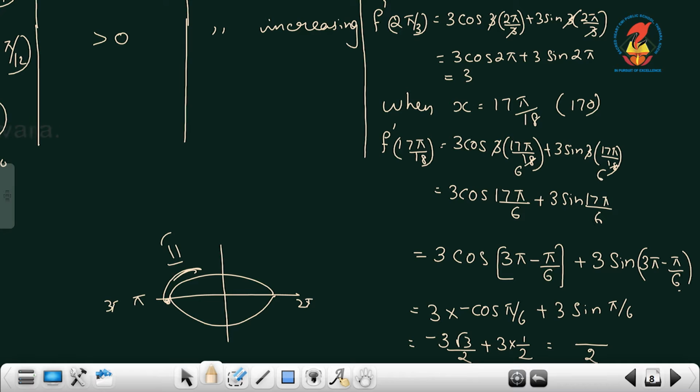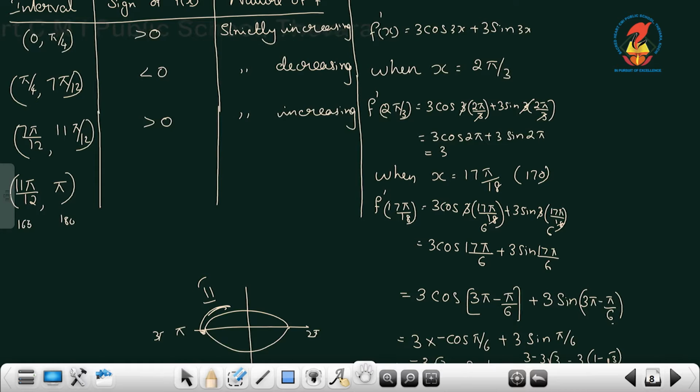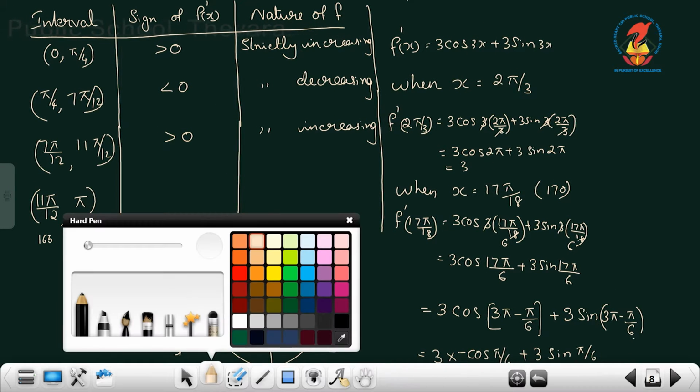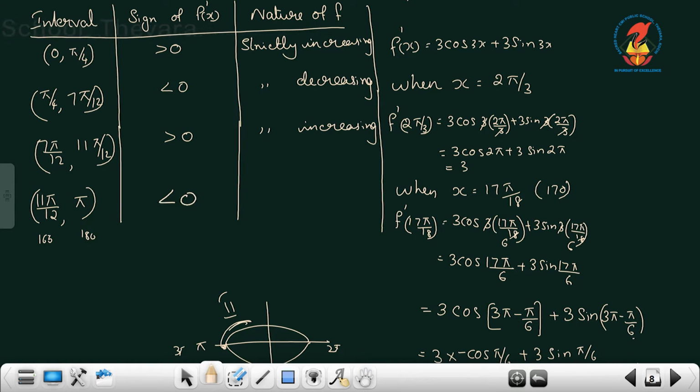So 2 is in the denominator. 3 minus 3 root 3, or 3 we can take out, 1 minus root 3 by 2. Is it positive or negative? 3 by 2, that's positive. 1 minus root 3. Root 3 value is 1.73. So 1 minus 1.73 means negative. So total quantity is negative. So in the last interval it is negative. That is strictly decreasing.